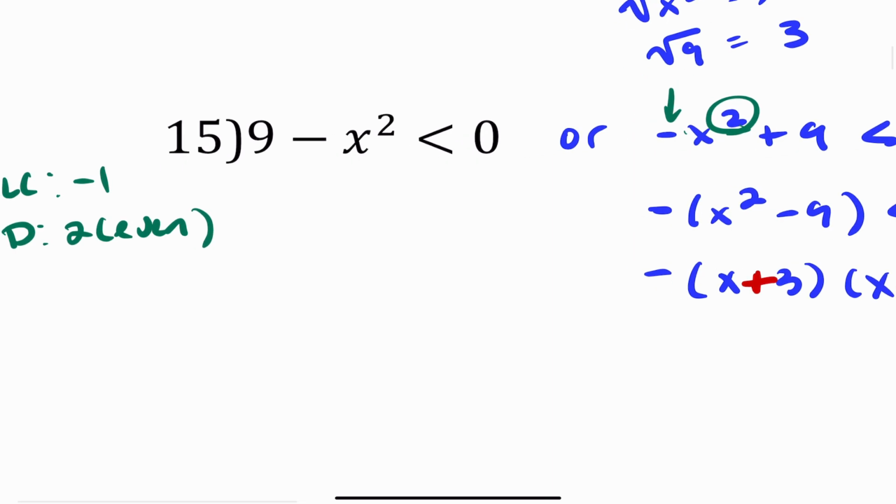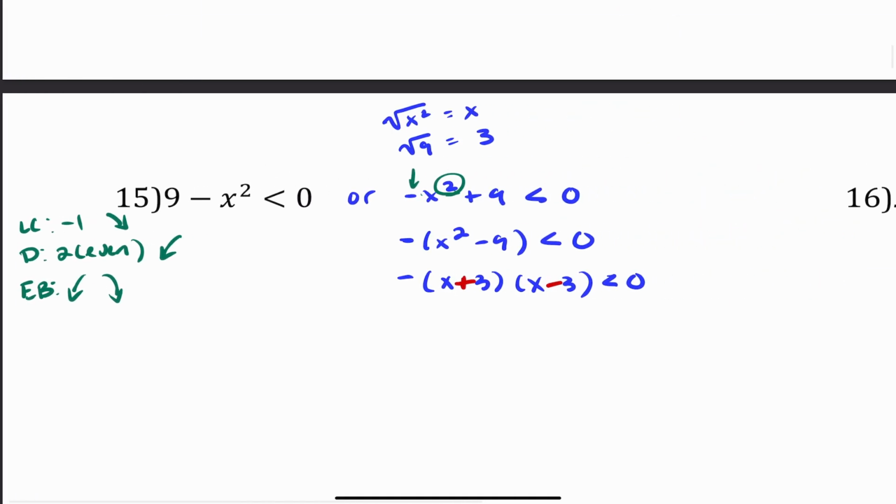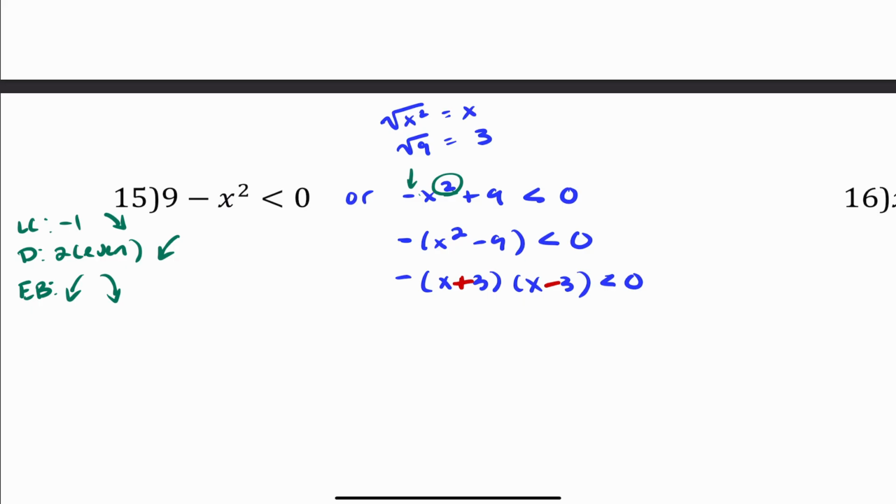So if I have a leading coefficient that's negative, we're going to start bottom right. And then since the degree is even, whatever this is, it needs to mirror. So the end behavior should look like that. Okay, and then here we have x plus 3 and x minus 3.